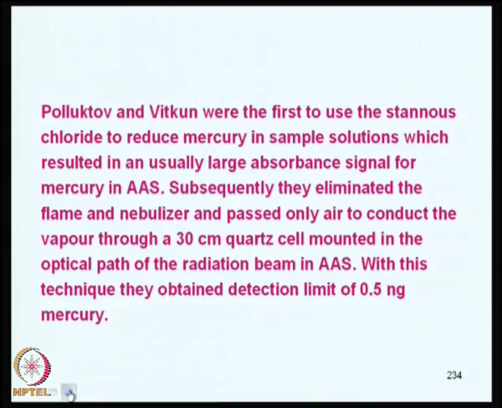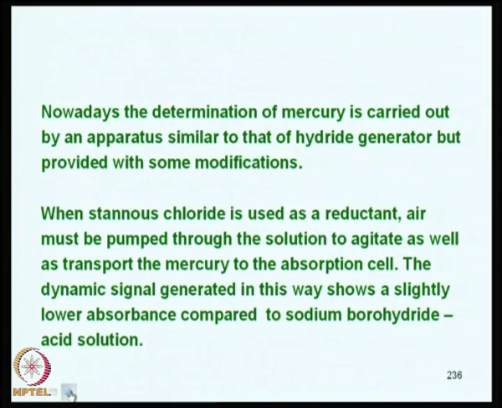So, with stannous chloride as a reductant, air must be pumped through the solution to agitate as well as transport the mercury. This is a slight deviation from the system I described earlier. Earlier in hydride generation you had to add HCl and then sodium borohydride, and then nascent hydrogen would be coming out continuously and it would be transferred. But when stannous chloride is used as a reductant, mercury remains in the solution. So, air must be pumped through the solution to agitate as well as transport the mercury. The reaction must go to completion, and the mercury should be transported to the absorption cell also.